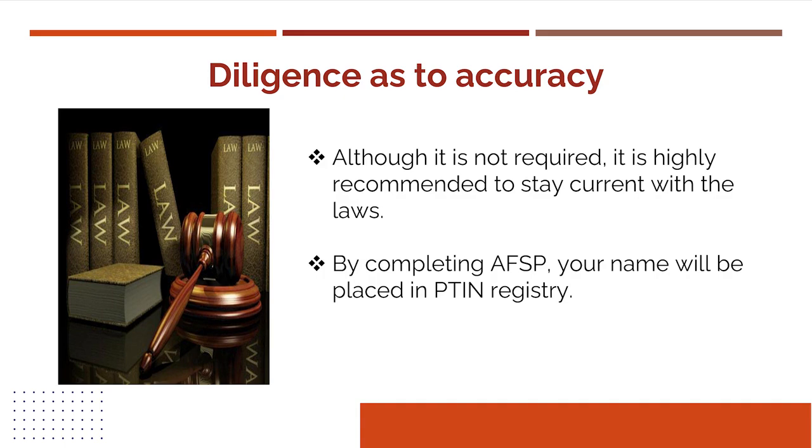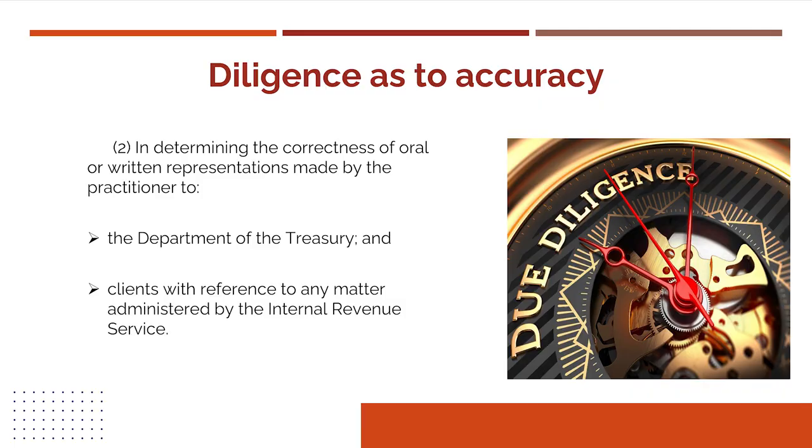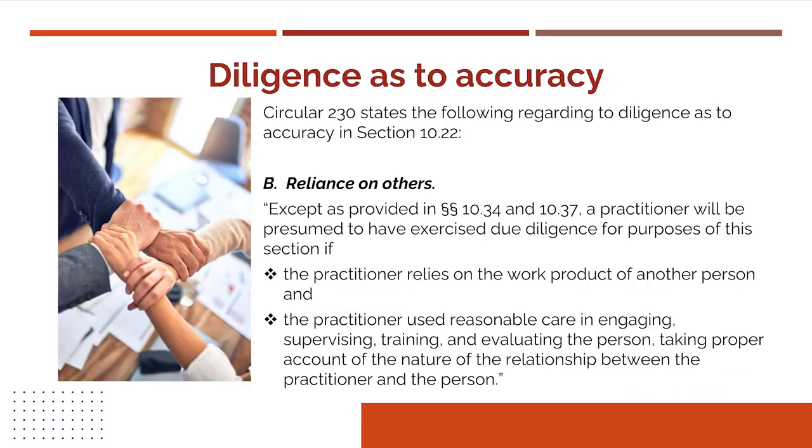Circular 230 acknowledges that practitioners can rely on the work product of others, provided reasonable care is exercised in engaging, supervising, training, and evaluating the person. This principle ensures that practitioners can trust the work of others but also emphasizes the importance of careful oversight. Consequences of violating diligence as to accuracy.